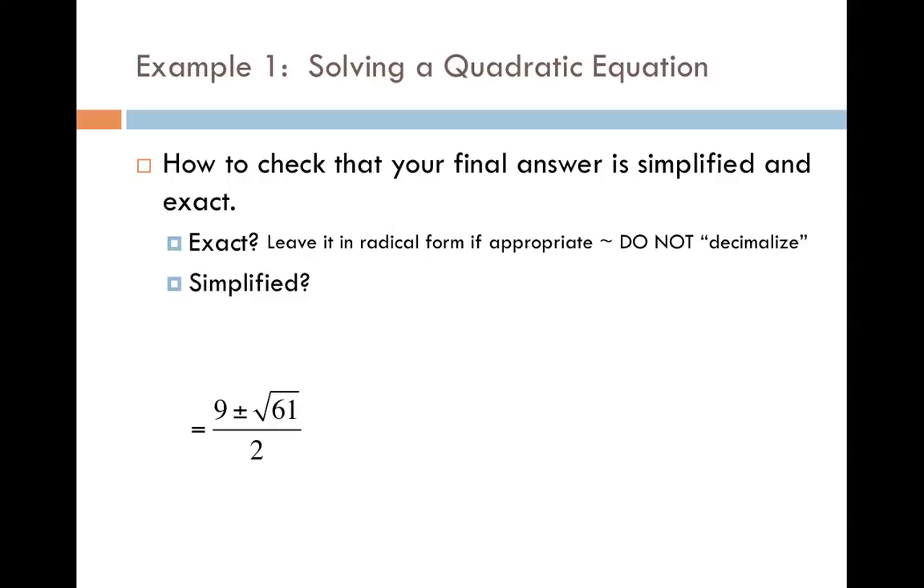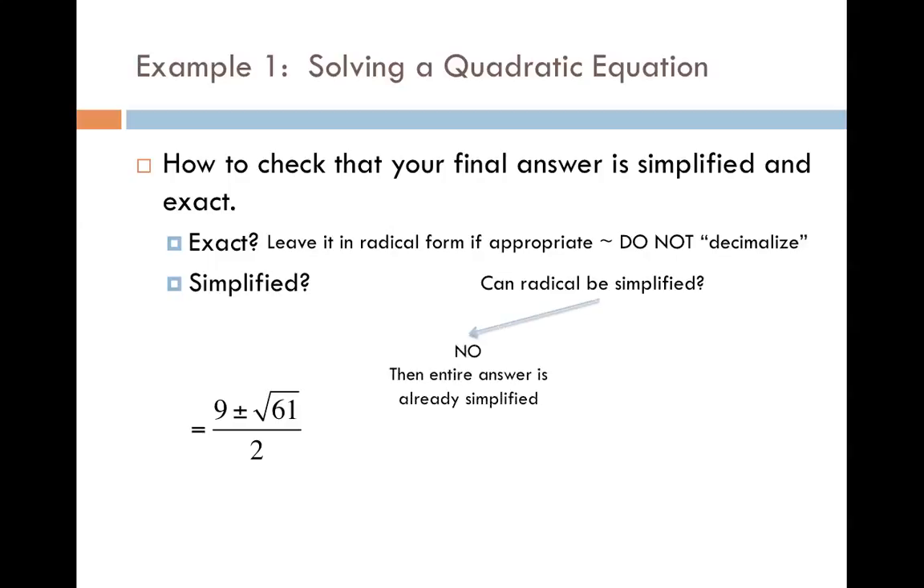Now, how do we know if it's simplified? Well, it really all hinges on the square root. So here's a little chart that you can use to help you know if you have an answer that's simplified. You start out by asking yourself, can the radical be simplified? Can that square root of 61 be simplified? Well, going back to our previous lesson, we know that it can only be simplified if it has a perfect square factor. And in this case, 61 does not.